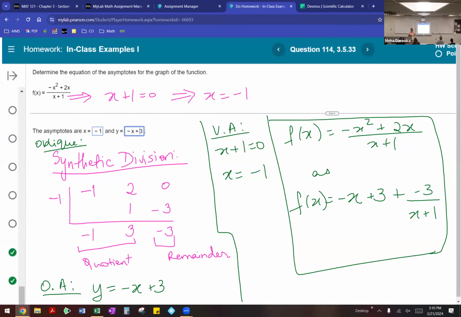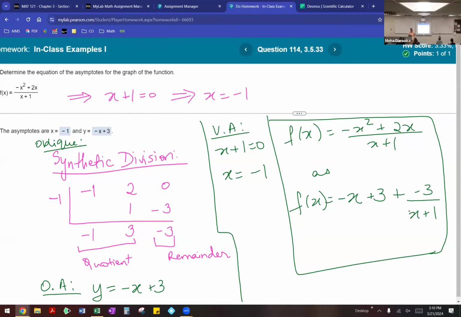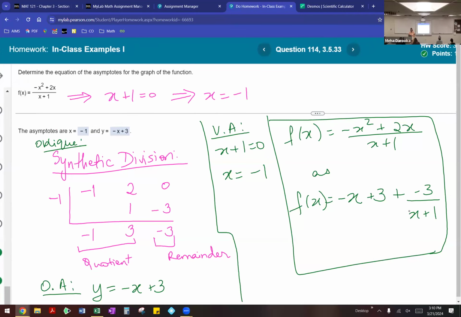So let's go ahead, check this. All right, questions on finding the oblique asymptote using synthetic division?